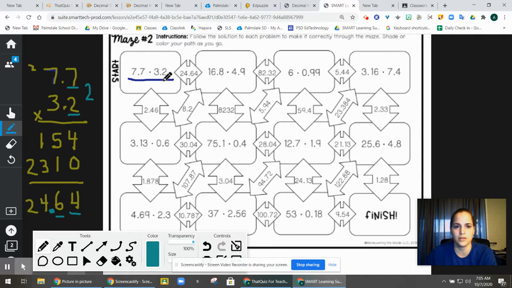So looking over, let's see which one matches. This is my correct answer. So that means this is the next problem I'm going to have to solve. All right. So let's go ahead and do this one together.